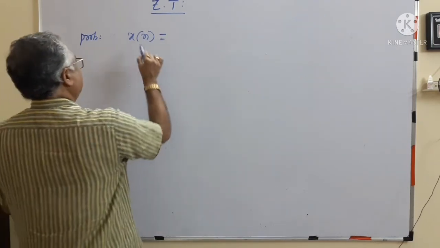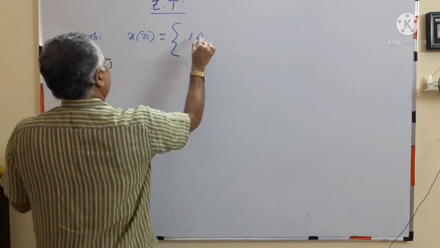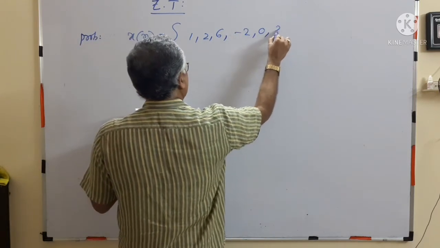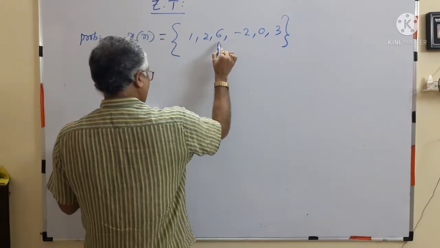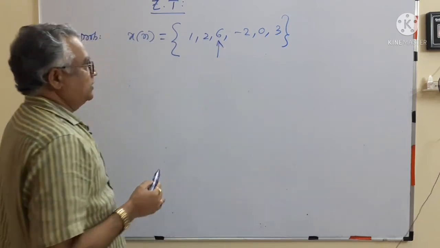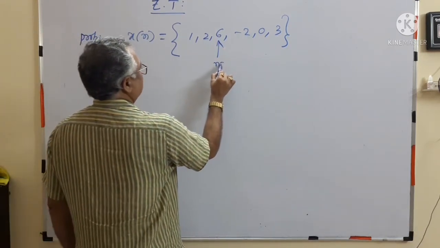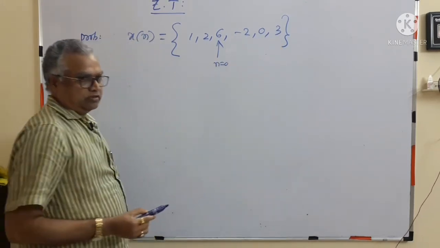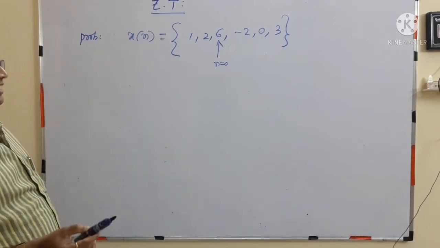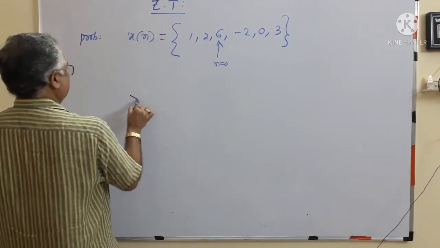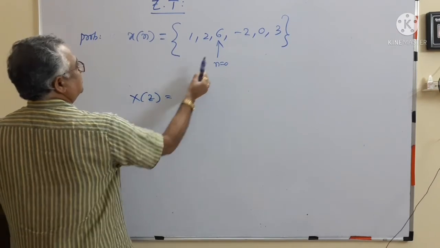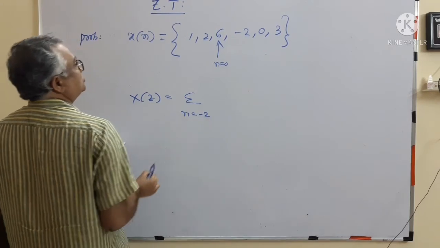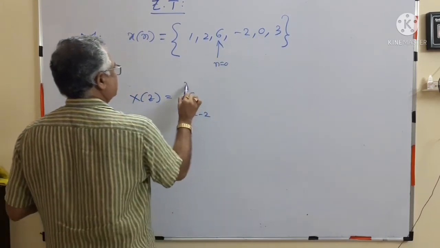So the sequence can be x of n, 1, 2, 6, minus 2, 0, 3. Arrow is here. Arrow indicates n equal to 0. Minus 1, minus 2, plus 1, plus 2, plus 3. So here the sequence is given, not the signal. So to find the z transform, x of z will be sigma n equal to minus 2 to n equal to 3.